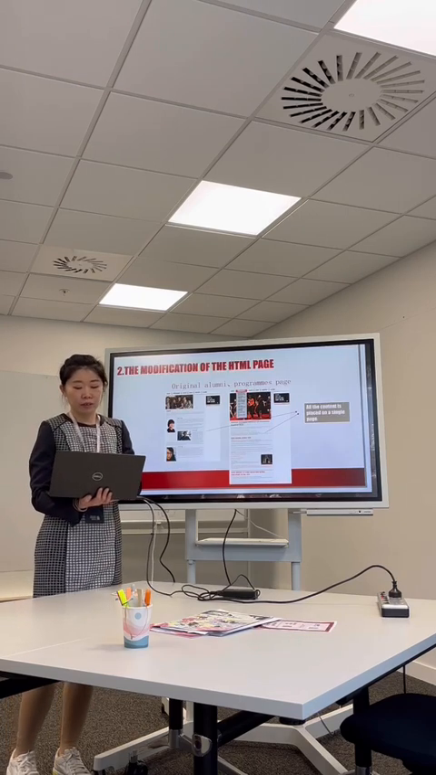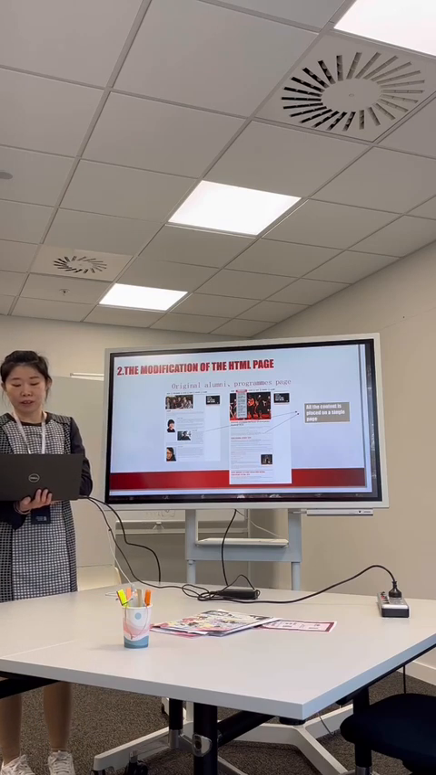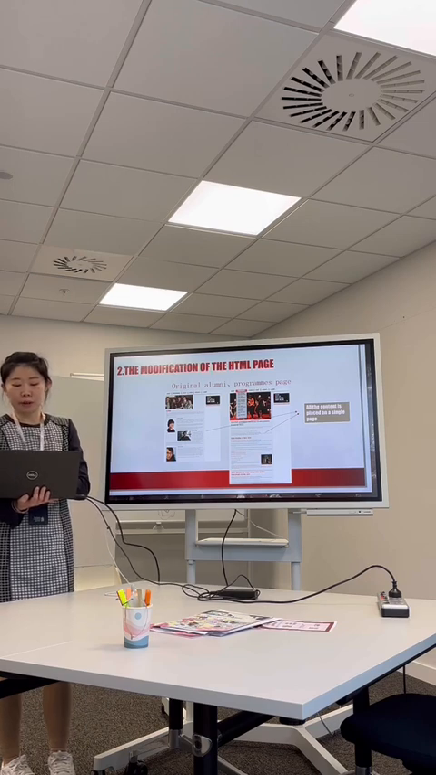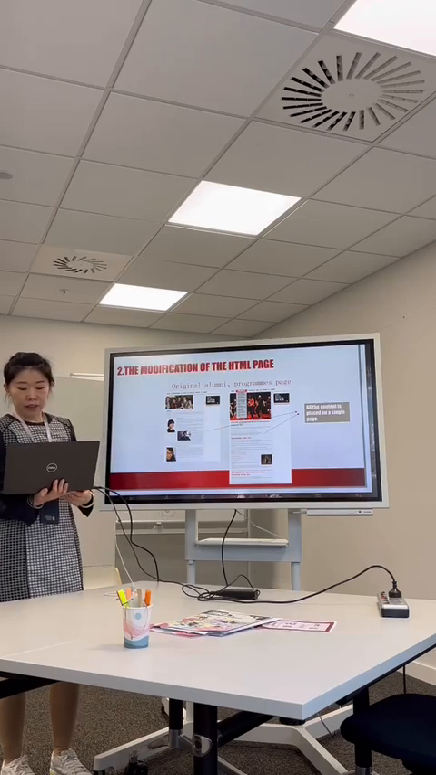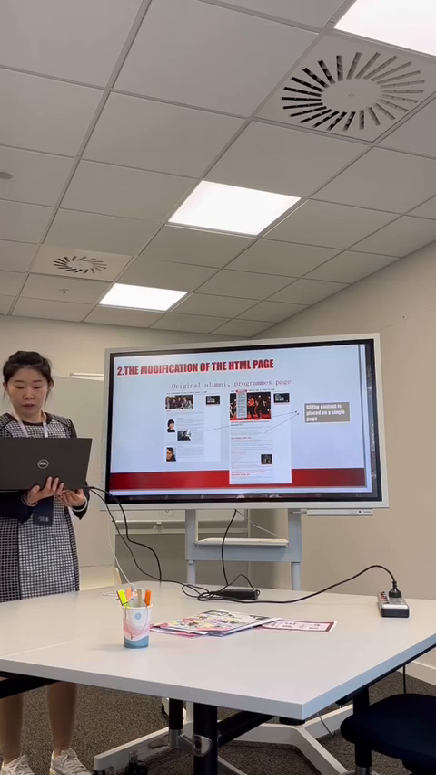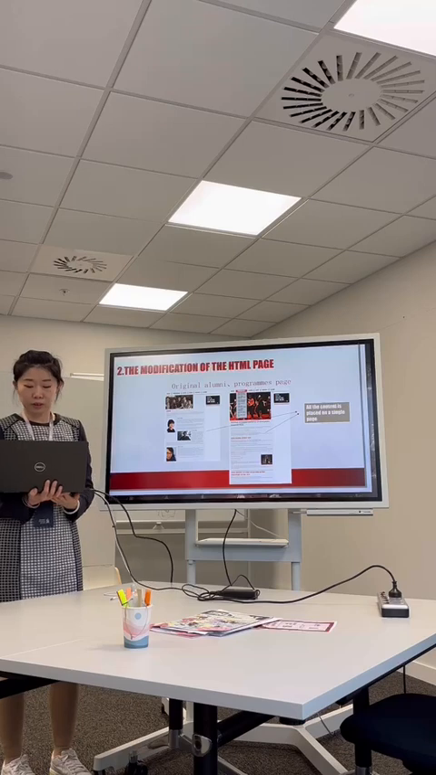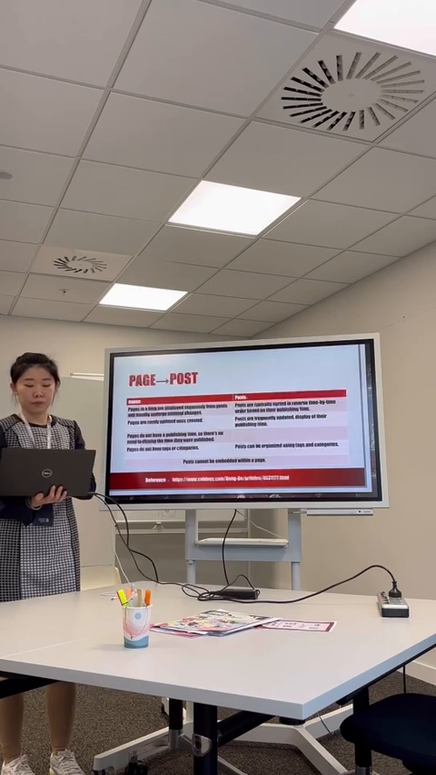The second coding part I want to talk about is the modification of the Illumina and Programs HTML pages. In the original HTML page, all the content was placed on one single page, with each article separated by a horizontal line, like this one. According to the user story, this made it very difficult for users to find specific articles.